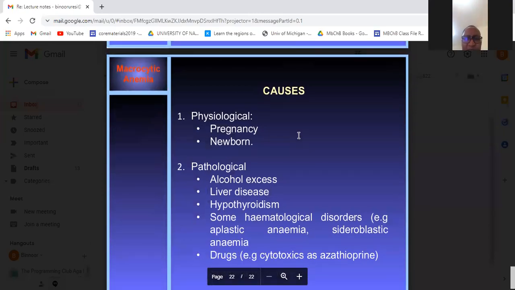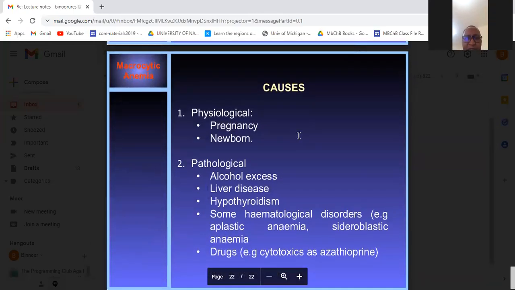So which are the causes of this? We have physiological and pathological causes. Physiological, again, in pregnancy and in newborns. In pregnant mothers, the MCV will be raised. You'll find it raised, so it's not an abnormal thing. That's a physiological change. The same thing with the newborns.